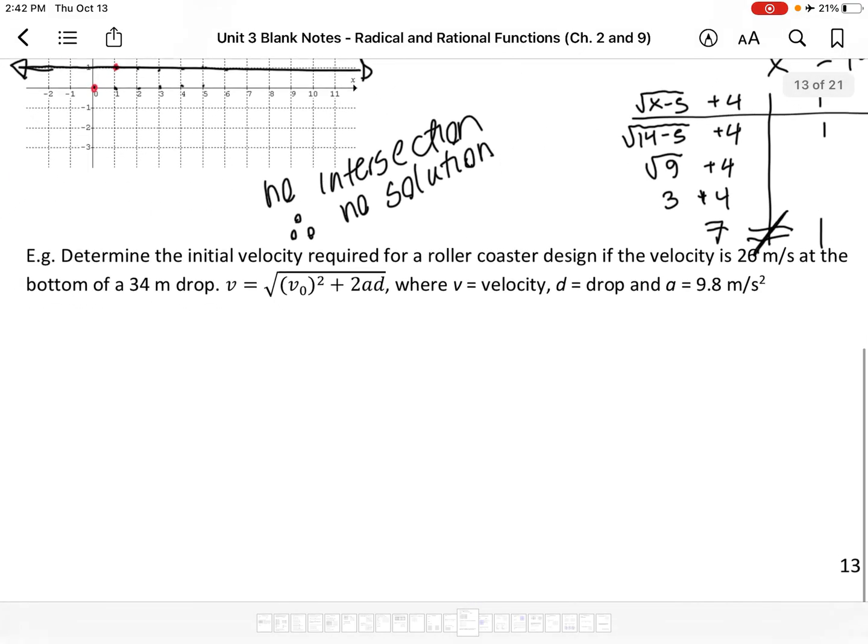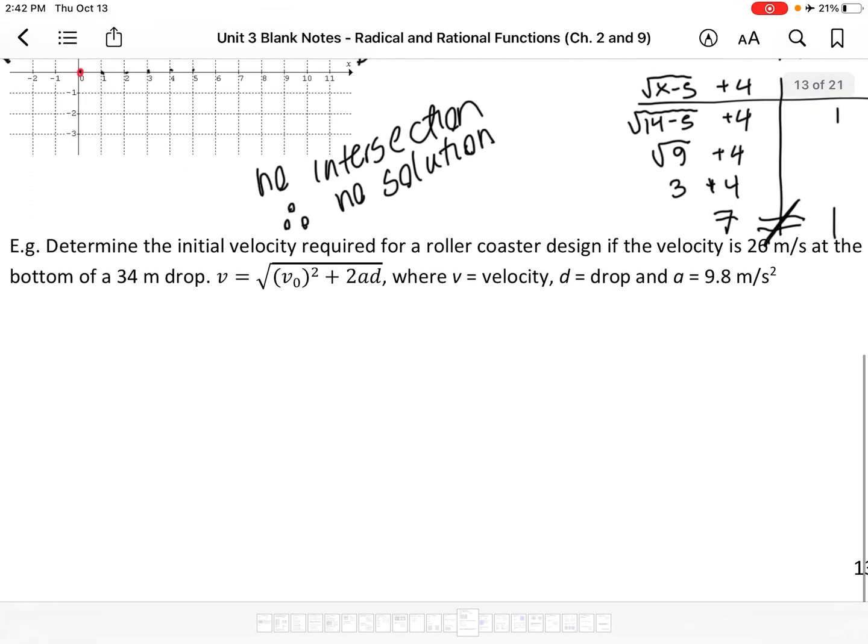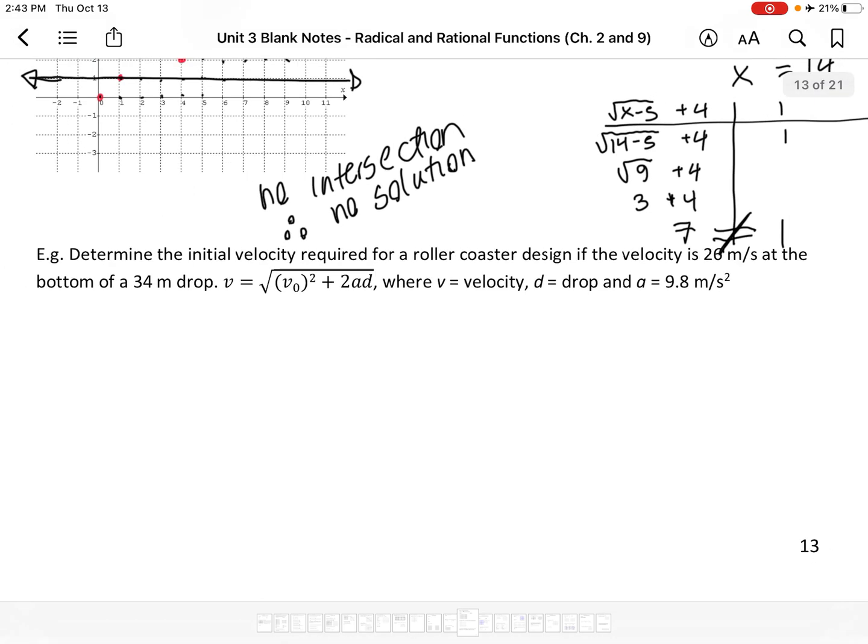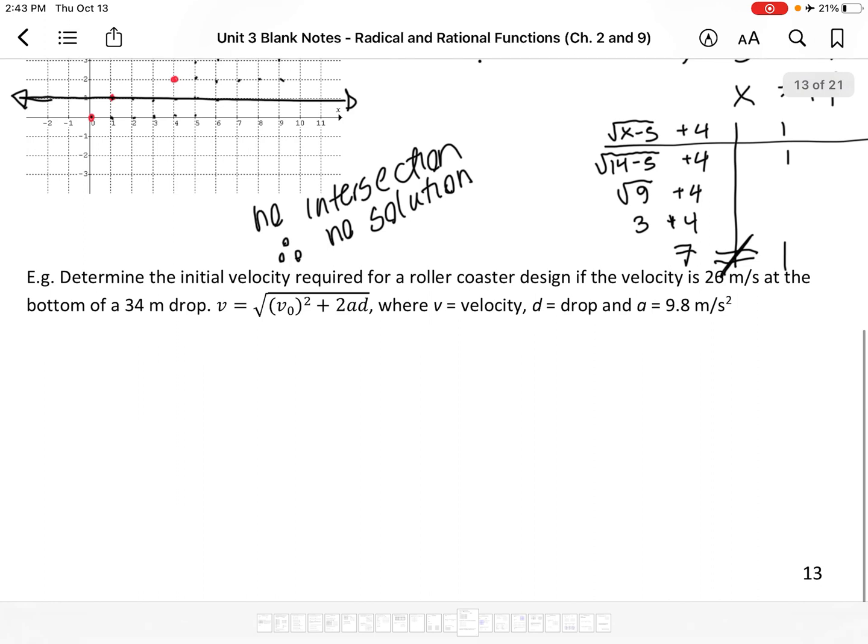All right, last question for today. Determine the initial velocity required for a roller coaster design if velocity is 26 meters per second at the bottom of a 34-meter drop. V equals the square root of V naught squared plus 2AD, where V equals velocity, D equals drop, and A equals 9.8 meters per second squared. So this is essentially a situation where you're given an equation with 4 unknowns, V, V naught, A, and D. You're given 3 out of 4 of them, and you need to solve for the 4th.